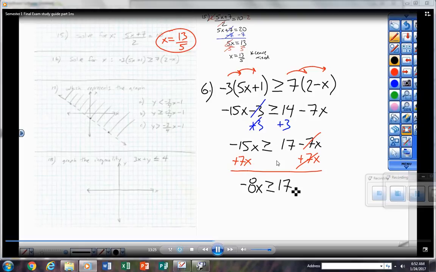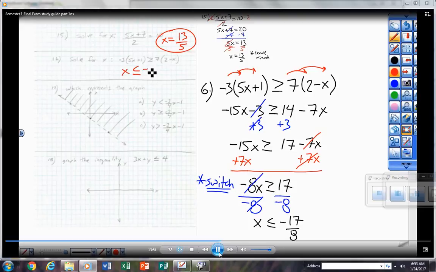Bring down your greater than or equal to. Bring down your 17. Right there, divide both sides by -8, which will switch your inequality. Because remember, multiplying or dividing by a negative number switches your inequality. So inequality will switch from greater than or equal to less than or equal to. And then go ahead and leave that fraction as a mixed fraction, so -17/8. Don't worry about unmixing that.